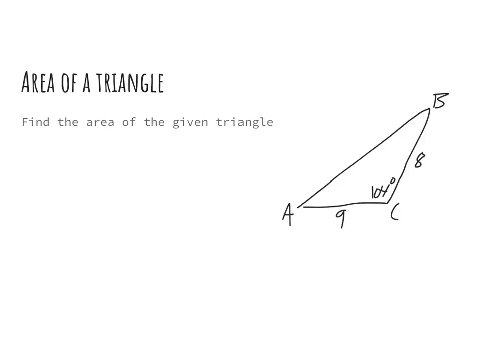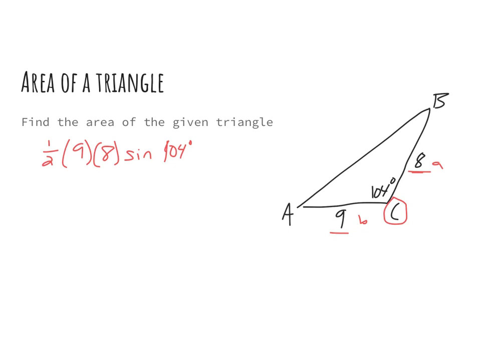So we're going to find the area of the given triangle. We've got triangle ABC. We're given angle C and the 2 sides that are on each side of it. We're given side a, which is an 8, and side b, which is 9. So to find the area, we take 1/2 times the 2 side lengths, 9 and 8, doesn't matter what order you write them in, times the sine of our angle C, so 104 degrees.